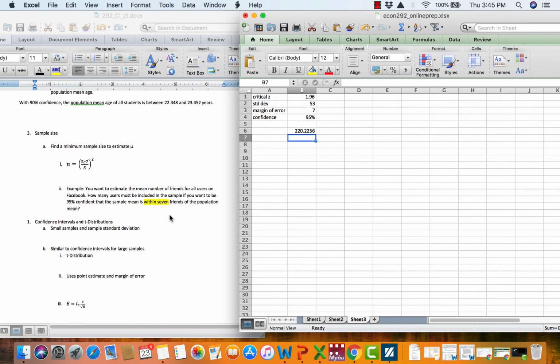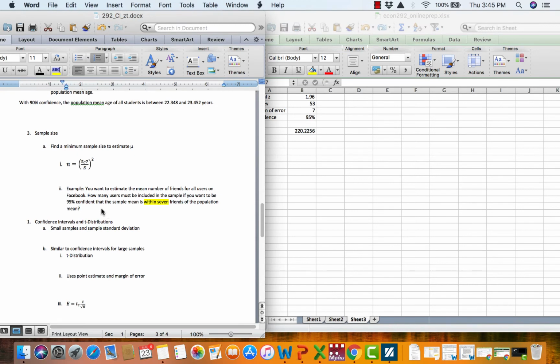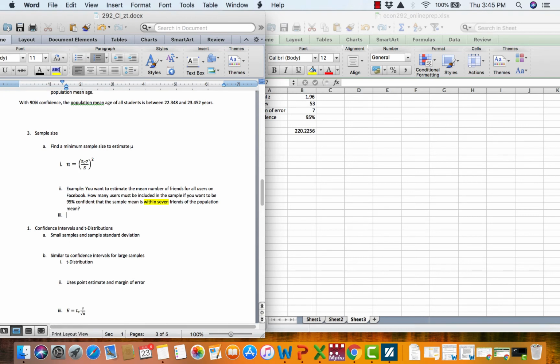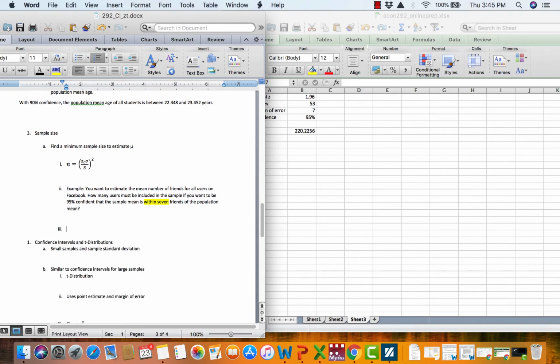Like we've seen before last week, what we're going to have to do here is round this number up. Always round up. So our answer here would be 221 Facebook users are needed to have a confidence interval that's within 7 friends.